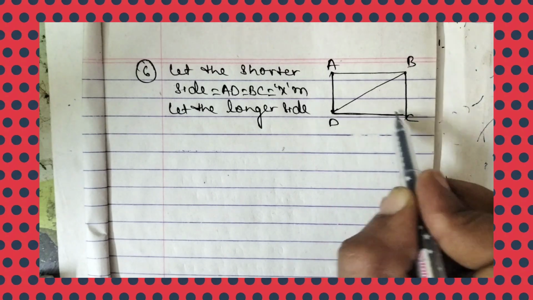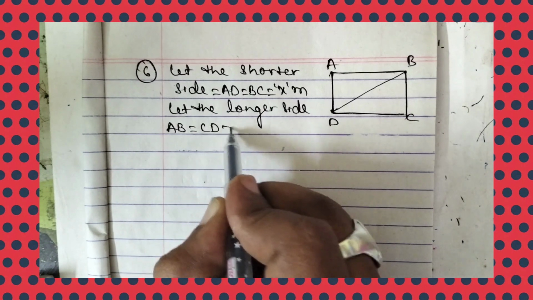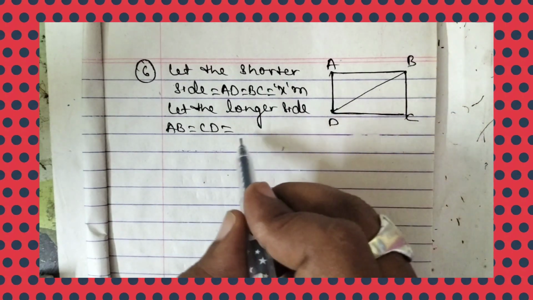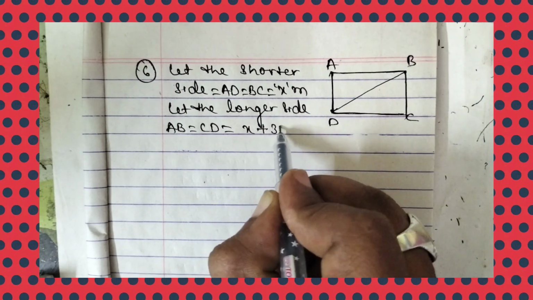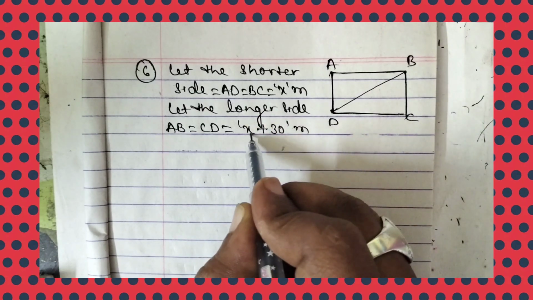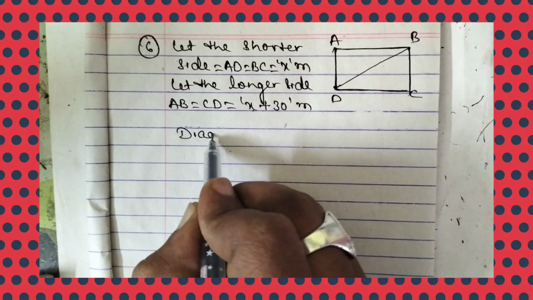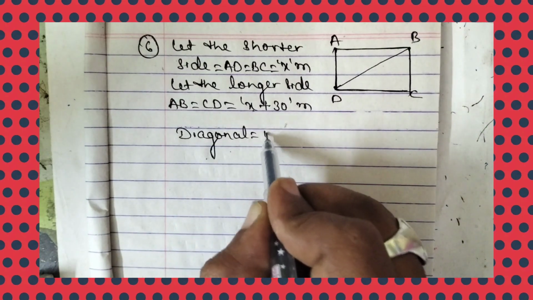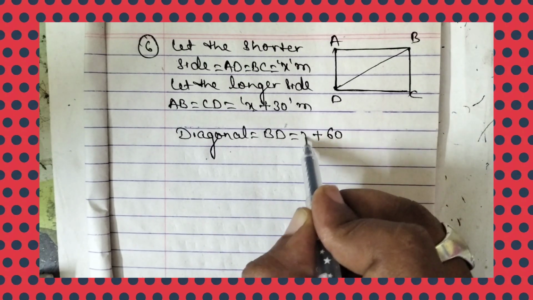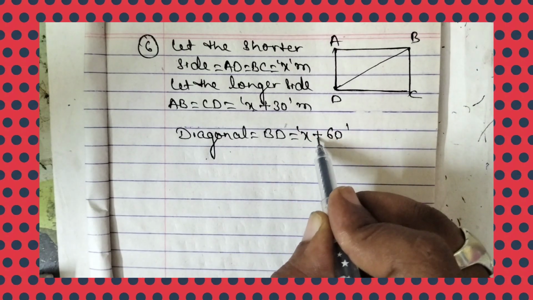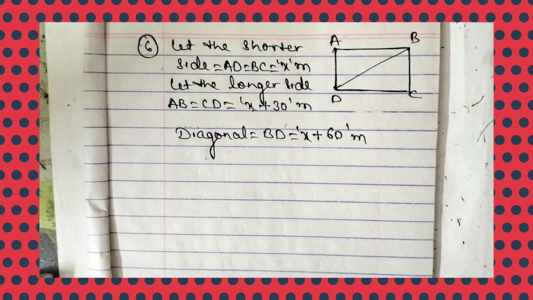Let the longer side be, which is the longer side? One is AB, another one is CD. So AB is equal to CD, and it is 30 meter more than the shorter side. If the shorter side is x, then the longer side is x plus 30 meter. Now the diagonal. BD is 60 meter more than the shorter side, more means plus. The shorter side is x, so x plus 60 meter.